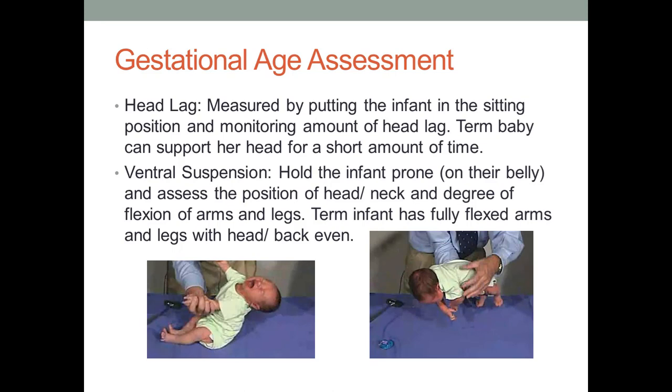But in a term baby, those arms are going to be flexed, those legs are going to be flexed, and their head is going to be even with their back. They're able to hold it up and not drop the head forward towards whatever surface you're holding them over, the floor or the table.